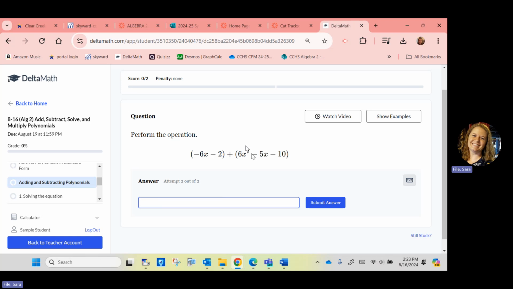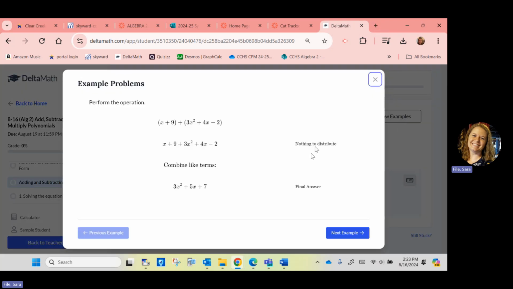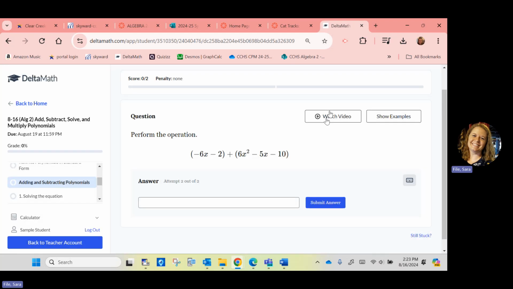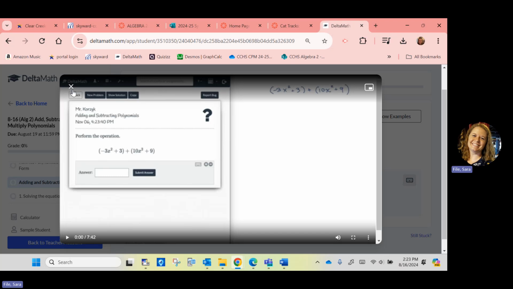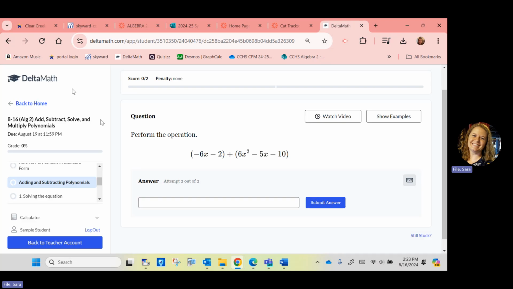So have some scratch paper and have either this calculator or the Desmos calculator open in another window, and y'all can talk to each other. You can do show examples and see worked examples. You can see as many of those as you want, and you can watch a video on how to do that type of problem. Okay, and then I'm here too. You can ask me questions.